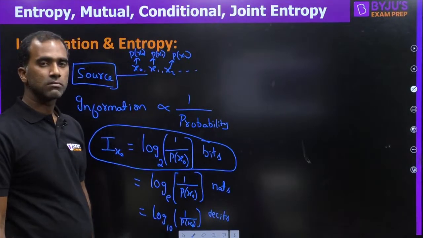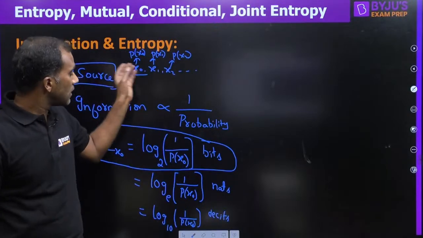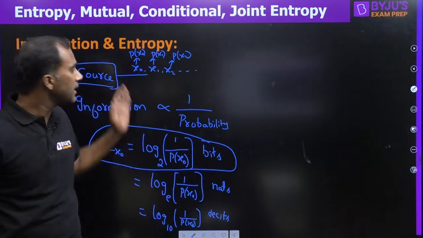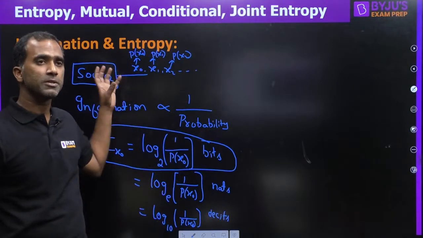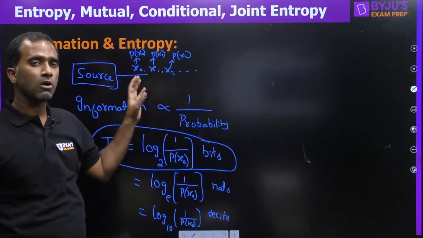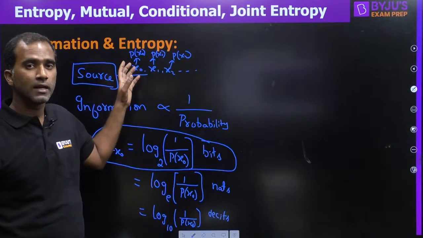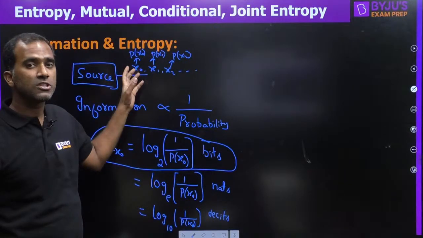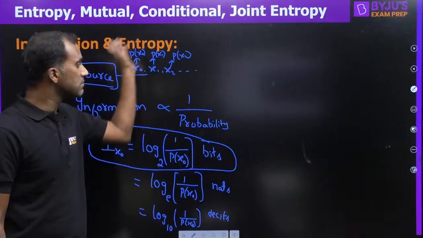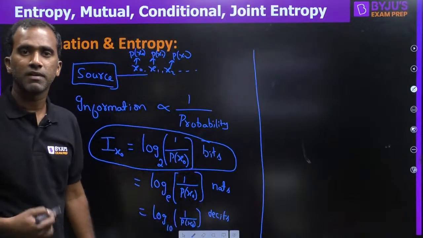So how about information of a source? We are talking about the number of symbols produced by the source. We are talking about how to measure information in a particular symbol, and how to measure the information from a source. A source produces a lot of symbols. When you talk about an information source, you have to talk about the average information of all the symbols together. Right. So how do we average?